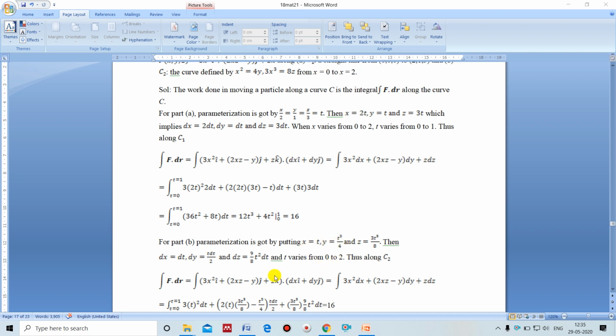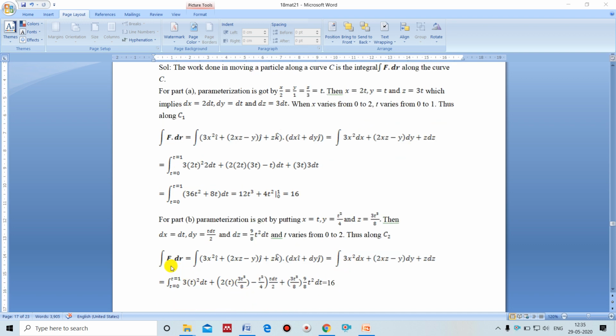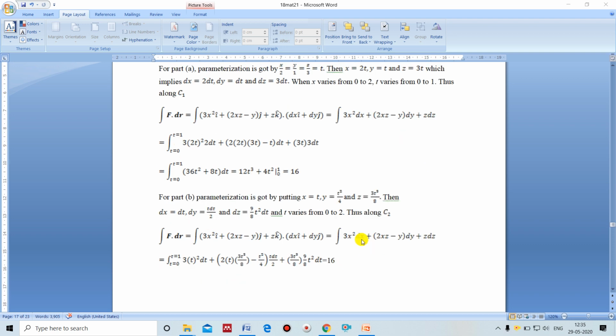Similarly here, if we put all the values, it will be 0 to 2. So the integration of F dot dr. F is known, so put the F value here, then dx dy dz, we get 3x square into dx plus 2xy minus y into dy plus z into dz, same as this. Then put here the values of x, dx, y, dy, z, dz.